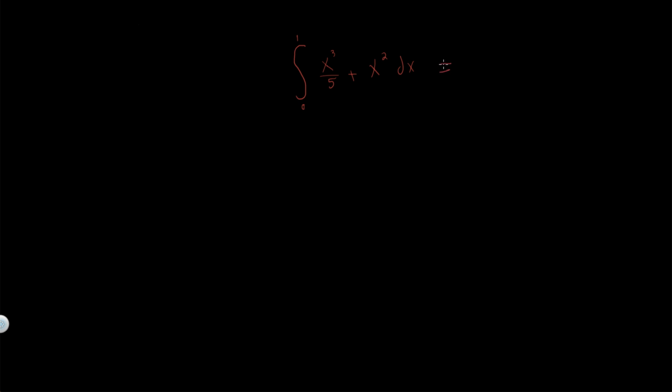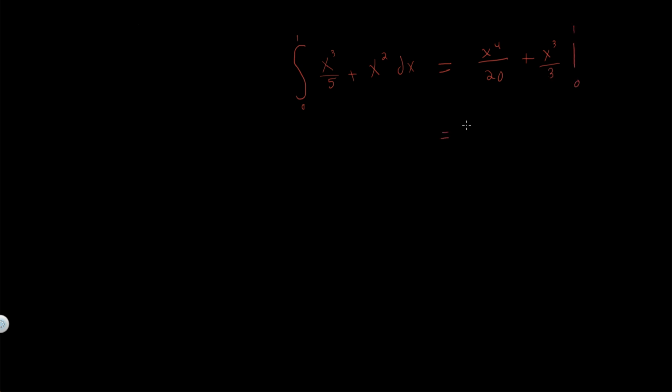So x to the third over 5 becomes x to the fourth over 20. Again, we divide by the power that we get, and if we divide a fraction that is already a fraction, we multiply the denominators and it becomes 20, plus x to the third over 3. And this is from 0 to 1.